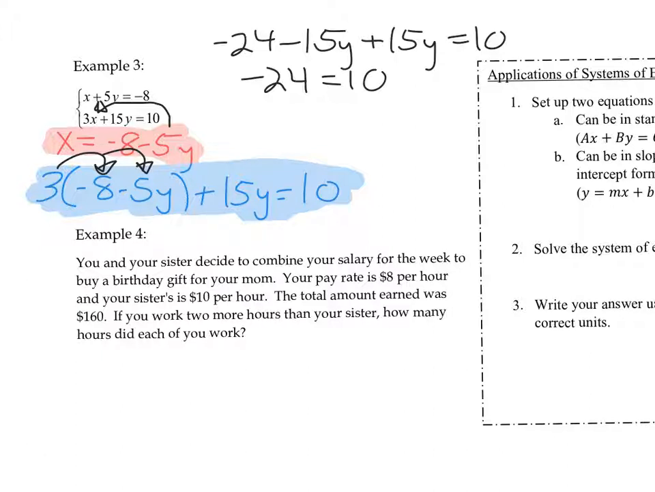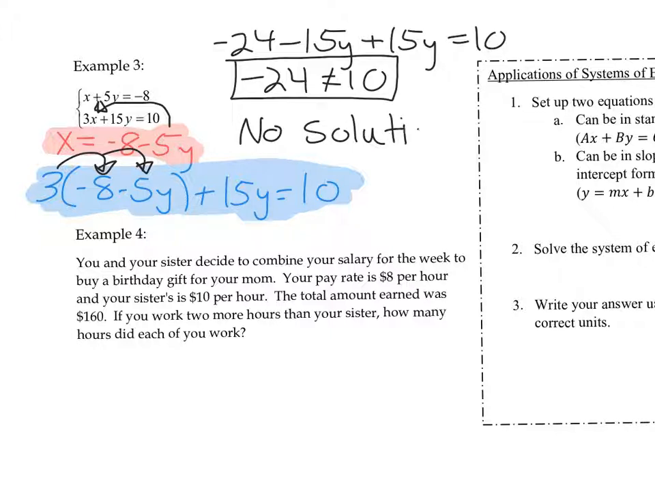Now, previously, just a second ago, we said negative 9 was equal to negative 9. And that's a true statement, because it is. But is negative 24 equal to 10? Is that a true statement? And the answer is no. That's not a true statement. And unfortunately, since that's not a true statement, we are going to actually have an answer that says that we have no solutions. Okay, so here's a good example of a no solutions problem.